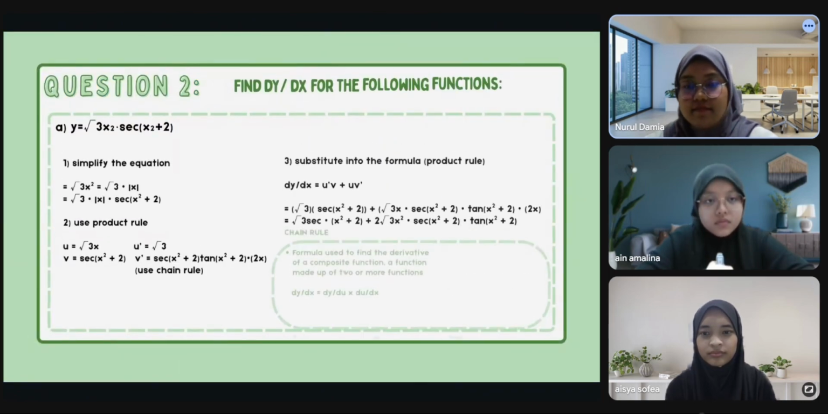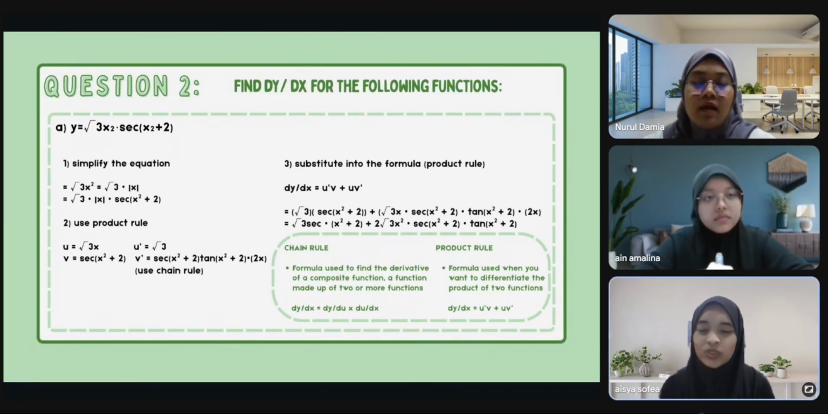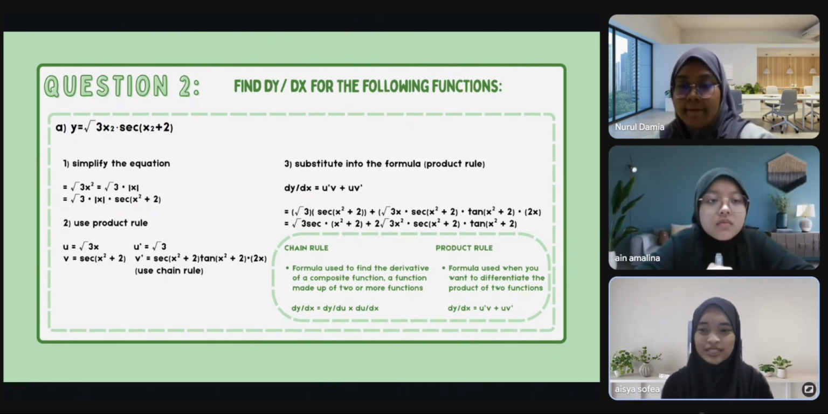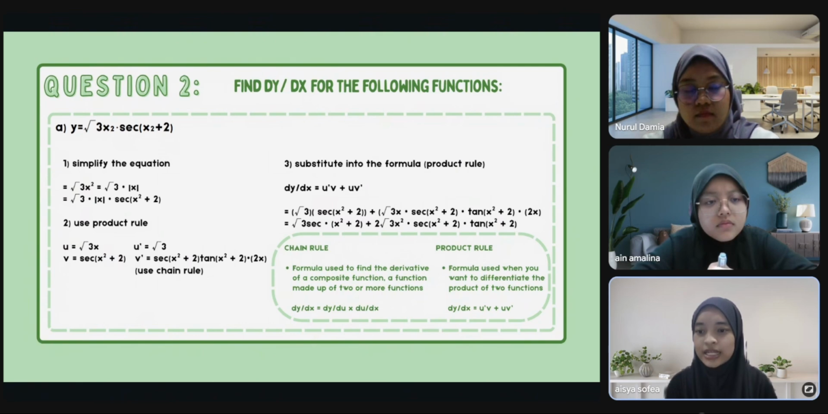Next, let's move on to the next question, which is the calculation. The question is saying, find dy over dx for the following function: y equals square root of 3x squared times secant of (x squared plus 2). For the first step, let's simplify the equation. First, we take square root of 3x squared, which equals square root 3 times the absolute value of x. So it will be square root 3 times absolute value of x times secant of (x squared plus 2). We just multiply the first and the second expression.